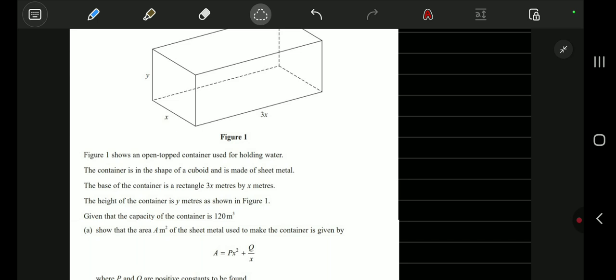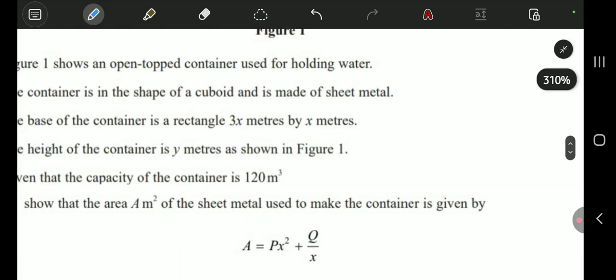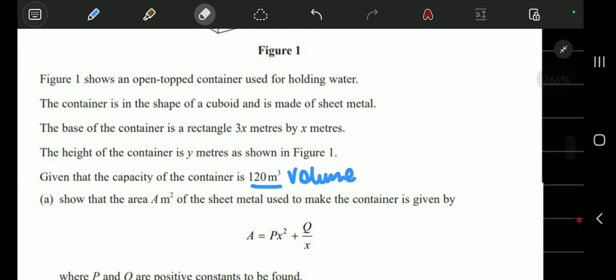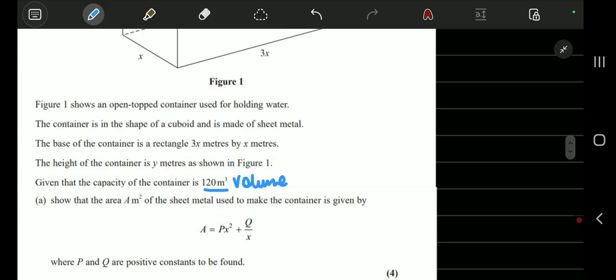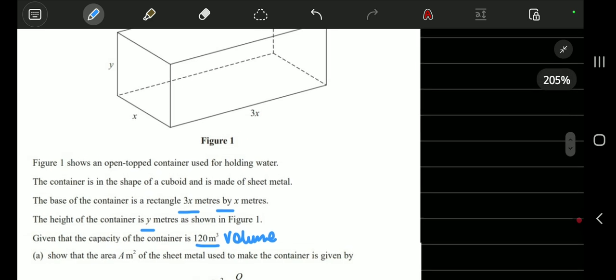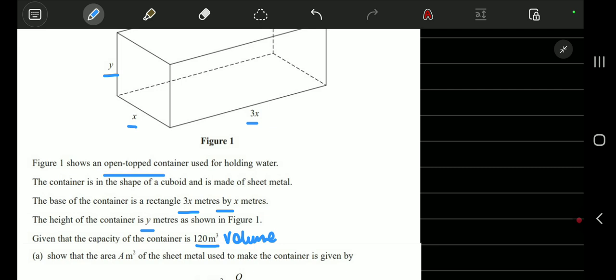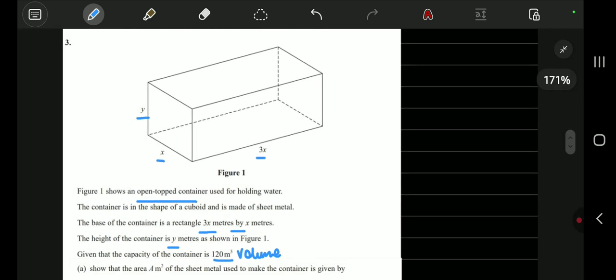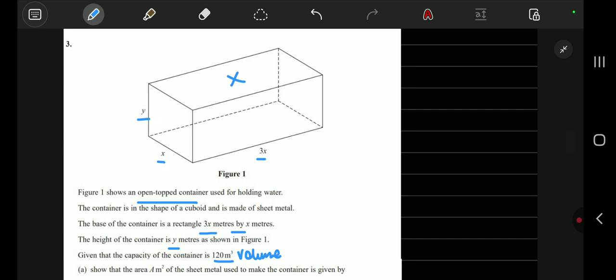That means you need to form an expression for the area of this cuboid. Given the capacity, what does capacity refer to? Capacity refers to the volume of the container. So the volume of the container is 120 m³. Secondly, they have given you 3x, x and y as the dimensions of your cuboid. The third important thing to understand is that it is an open-topped container.